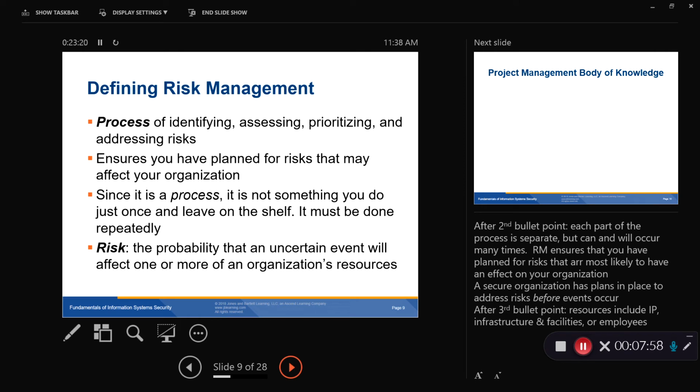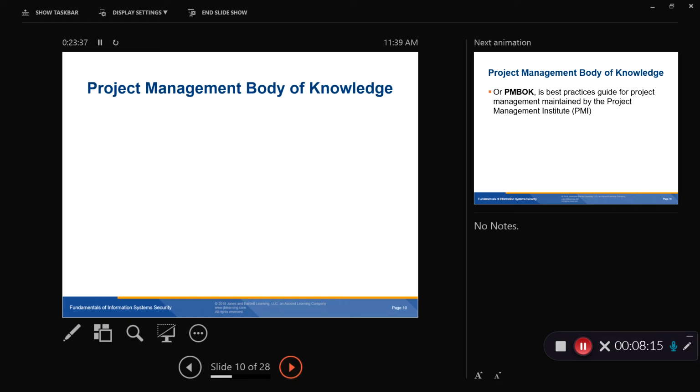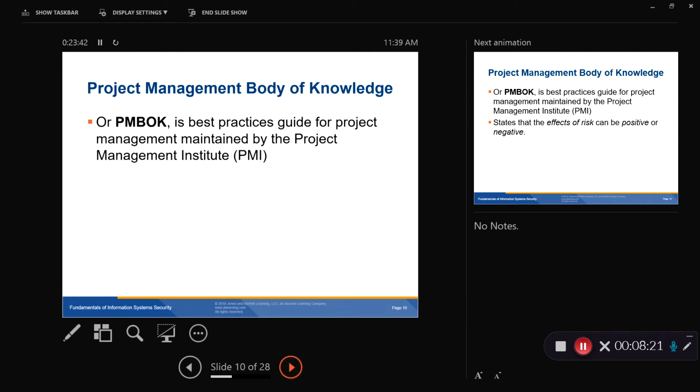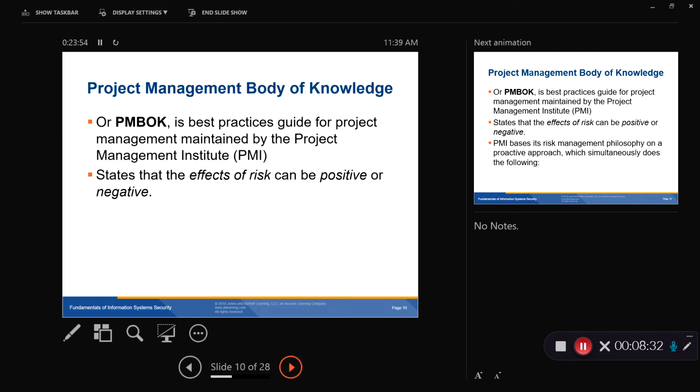Risk is, and this is an important definition, the probability that an uncertain event will affect one or more of an organization's resources. Again, the probability that an uncertain event will affect one or more of an organization's resources. Now, the book talks about the Project Management Body of Knowledge, or the PMBOK. It is a best practices guide for project management maintained by the Project Management Institute. It states that the effects of risk can be positive or negative. You don't think of a positive effect of risk, but there are.